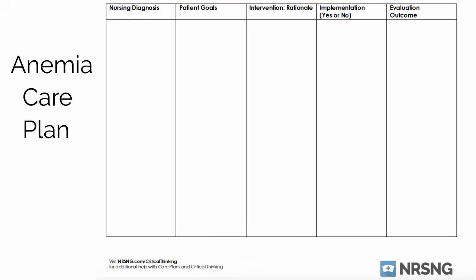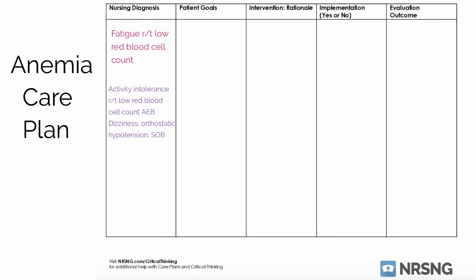I did 3 nursing diagnoses for anemia. My first one was fatigue related to low red blood cell count. So your patients are going to be exhausted. They're not going to be receiving the nutrients their body wants. They're not going to be able to do the things that they once were. So they're going to be super tired and fatigued.